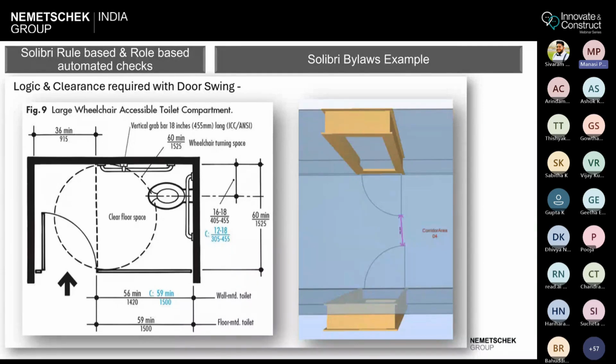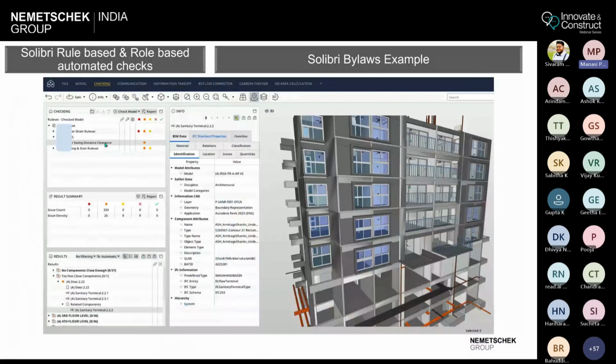So today, take any 3D model, the door leaf is always in 3D, but the swing which is shown on drawing is still a 2D component. So Solibri can still understand this swing and it can flag the clearance for this particular door element, or it can flag the clearance within this swing.